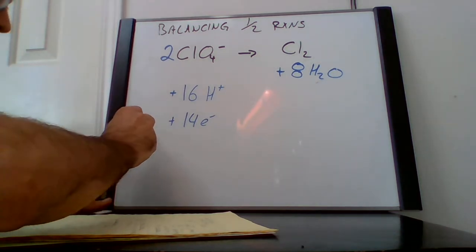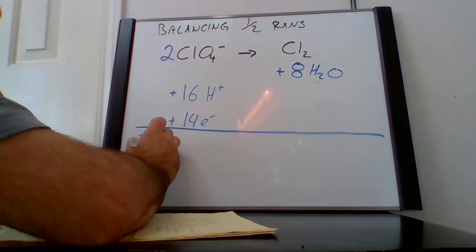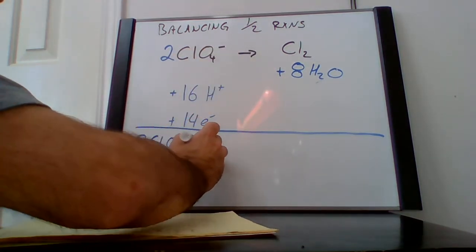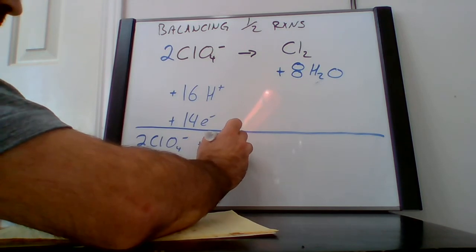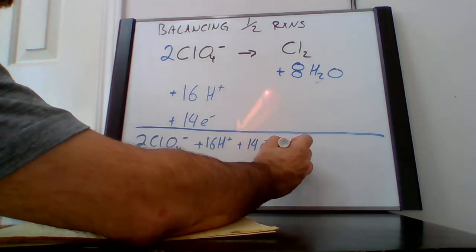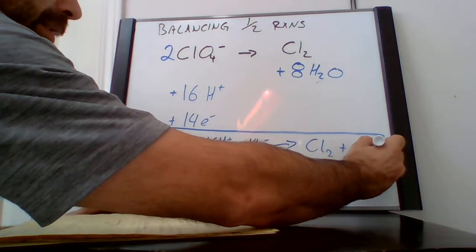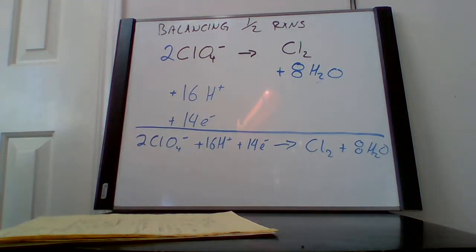Actually, before I do that, I'm just going to write out this whole equation here real quick. We have 2ClO4 minus plus 16H plus 14 electrons is going to give us a Cl2 plus 8H2O.